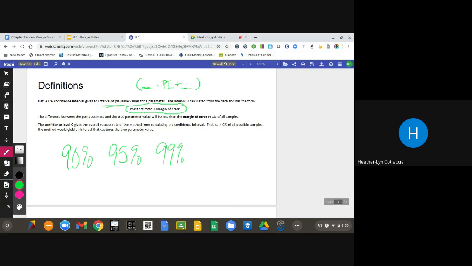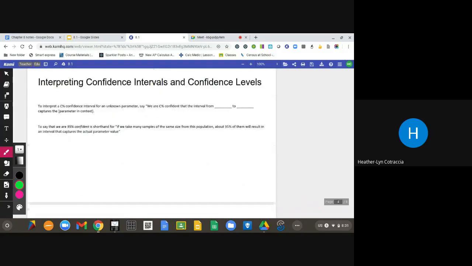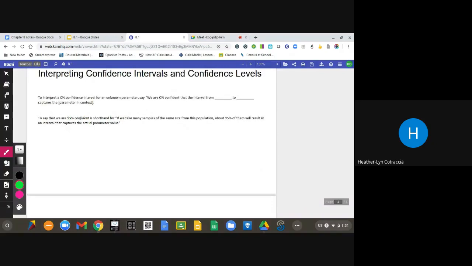Your confidence level gives your overall success rate. I love talking about confidence levels. We'll talk about it briefly in class, but there is a big difference between a confidence interval and a confidence level. And I believe I get into that in just a moment. So I'm going to pause for a moment till we get to the next part, interpreting these words right here.